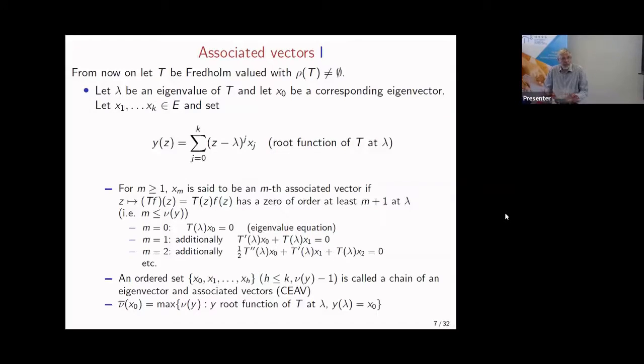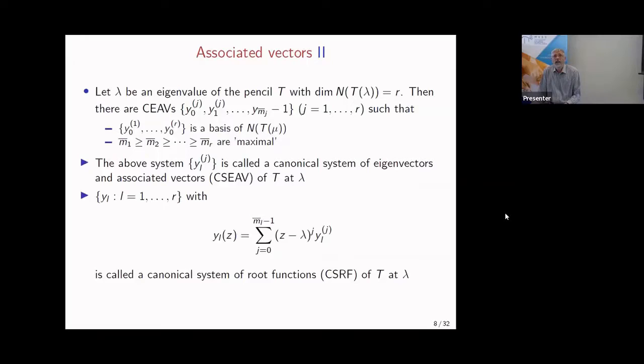So associated vectors only occur with non-self-adjoint operators, but we will see later that when we have self-adjoint pencils, they can also occur. And now we call such a set x0, x1 up to x_k the chain of an eigenvector and associated vectors, and I've explained root functions before.